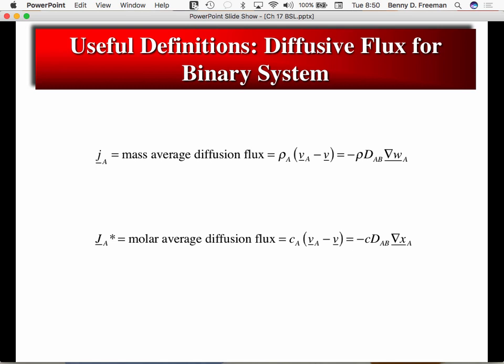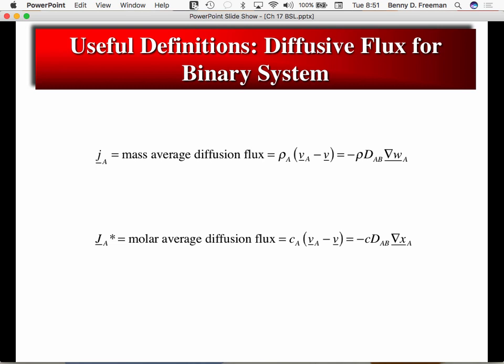In binary systems, the mass flux due to diffusion, or the mass average diffusion flux, is by definition the concentration of A, rho sub A, times the velocity of A relative to the system average velocity. And this emphasizes the point that diffusion is always the motion of a component above and beyond what the overall system is moving at, or the convective velocity. And that typically is the motion due to concentration gradients. And this is the expression that we connect with Fick's law, as shown here.